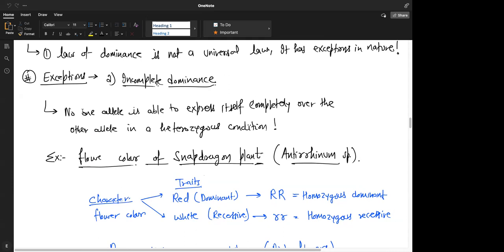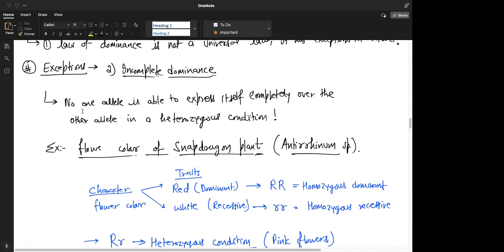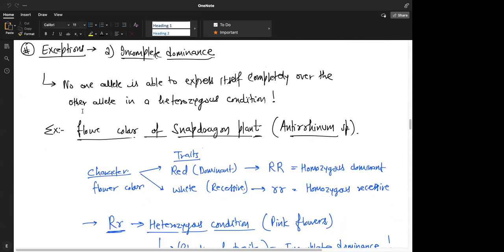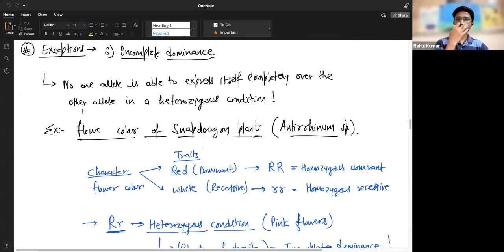So here the phenotypic ratio is not the same as Mendel's monohybrid ratio. So first tell me, what do you see on the board? What is this?